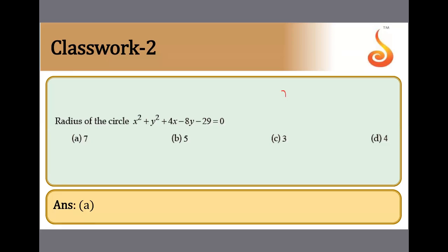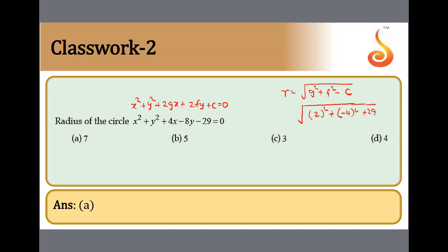Example 2. Radius. What is the radius formula? Under root of g square plus f square minus c. So x square plus y square plus 2gx plus 2fy plus c equal to 0. Every time I'm writing the formula. What is the value of g? 2g is 4, so g is 2, 2 whole square, plus what is the f value? Minus 4 whole square, plus 29. So this will give you how much? Under root of 49, which is equal to 7. Any doubt?